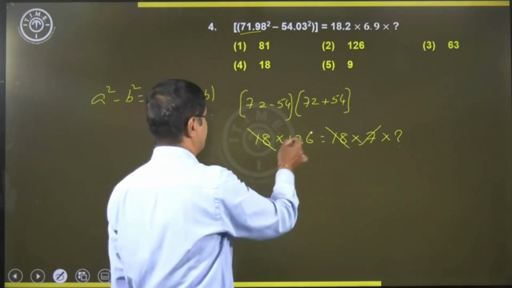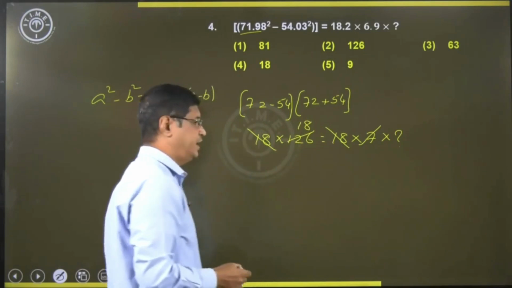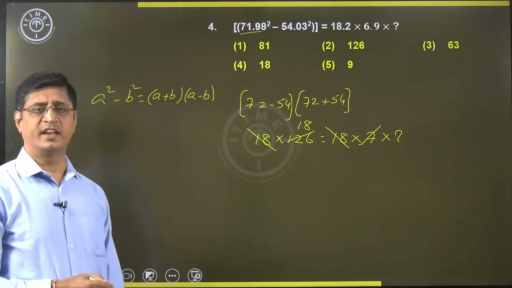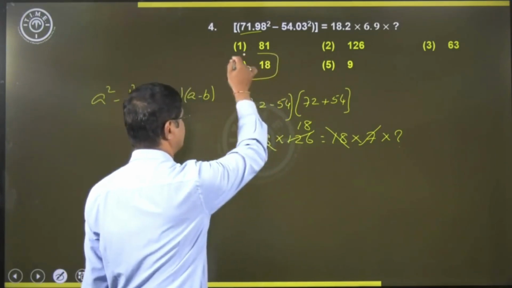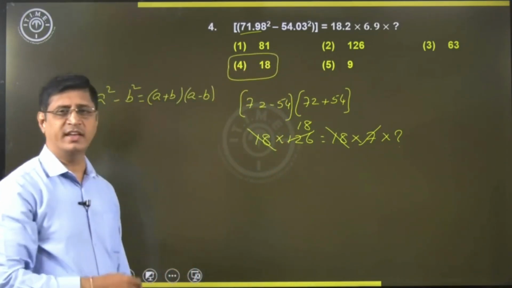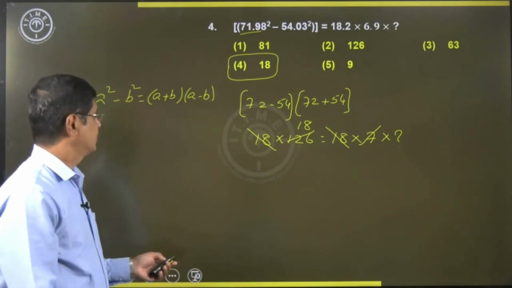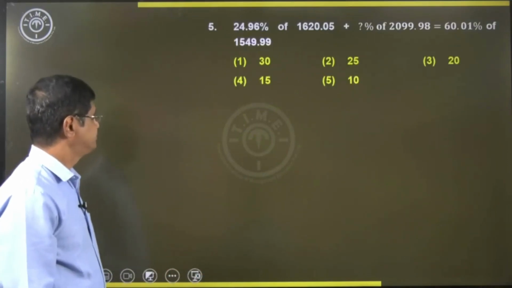How many times? It is 18 times. What is the result? The question mark is equal to 18, option 4. Choice 4 is the right answer. Look at the next example.